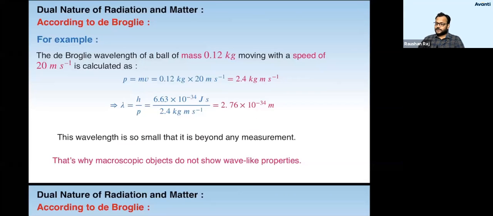Just wavelength क्या होता है? Distance between this, right? So just imagine, ये बहुत छोटा है. You can't actually measure this wavelength. So that wavelength will not create any visible effect in real life. तो क्या बोलते हैं? That is why macroscopic objects do not show any wave-like properties. Alright. Second एक example लिया गया.